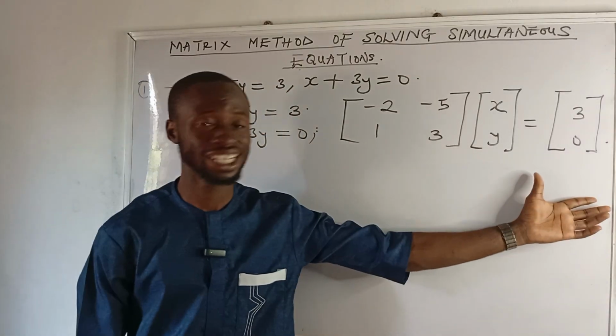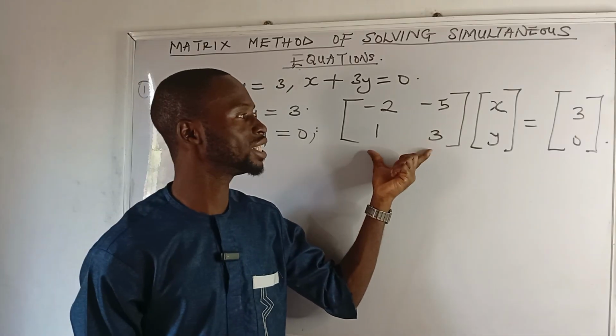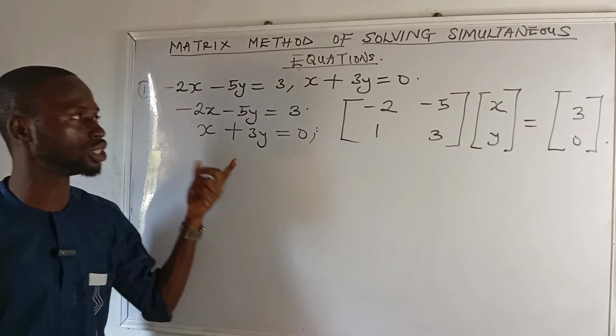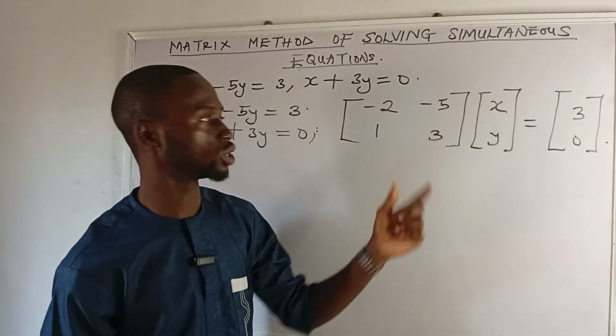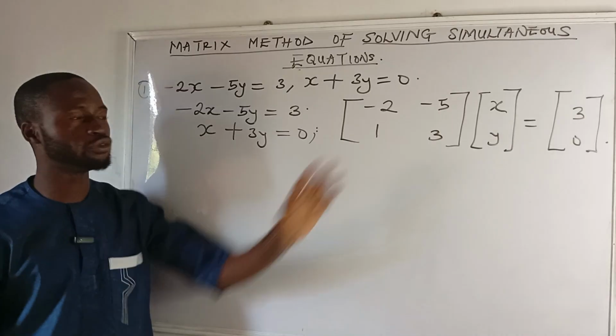Now I need you to see something very beautiful here. What I've just done is the same thing as saying this. And if you look at this, if I multiply this matrix by this matrix, I will have this back. Because how do I multiply a matrix? Row times column. I'll just multiply row times column, and I'm going to have this particular answer back. So let's move from here.